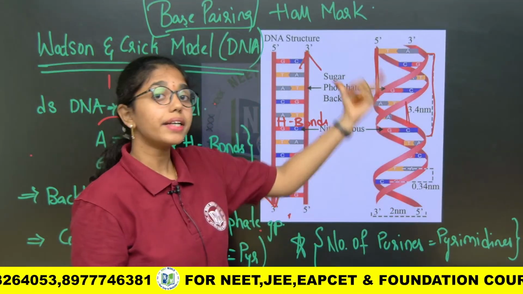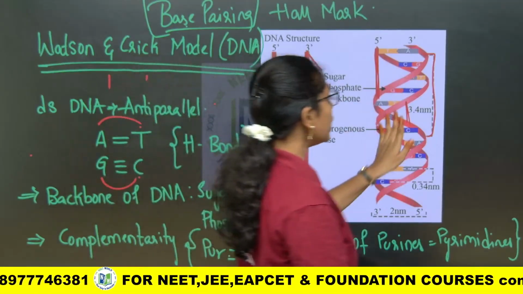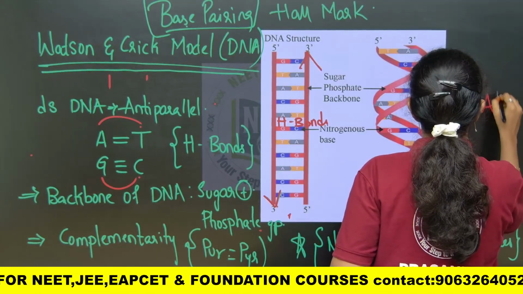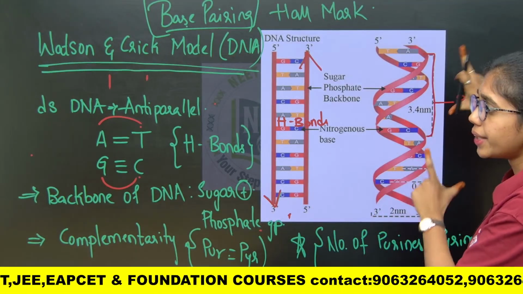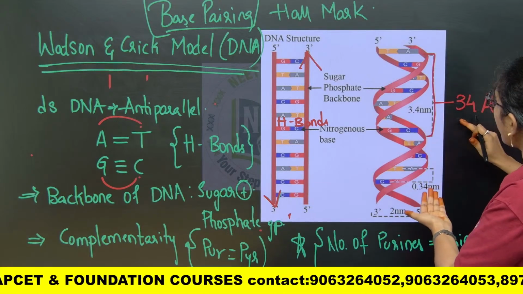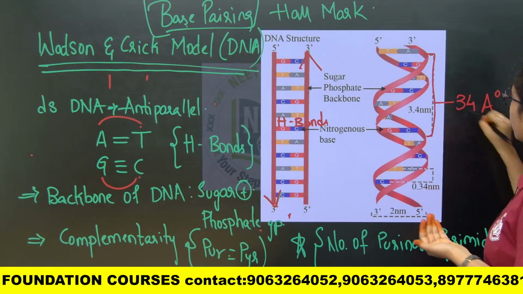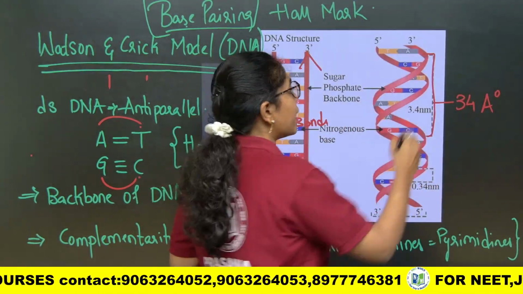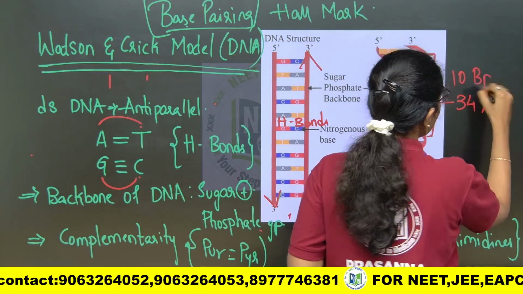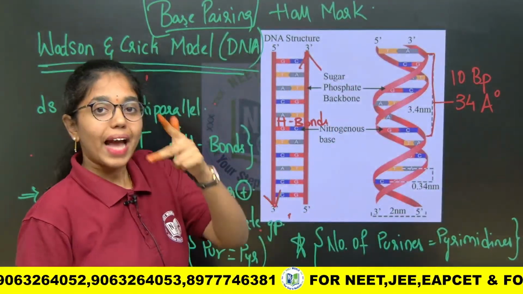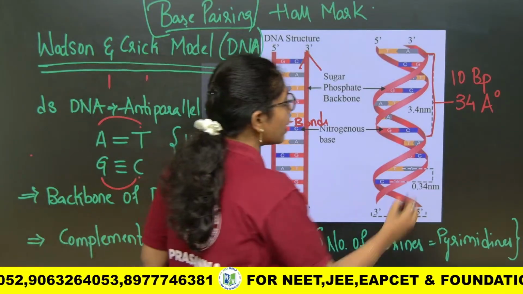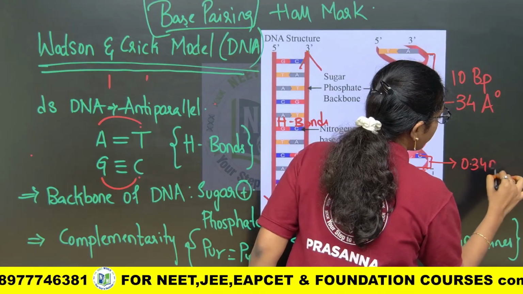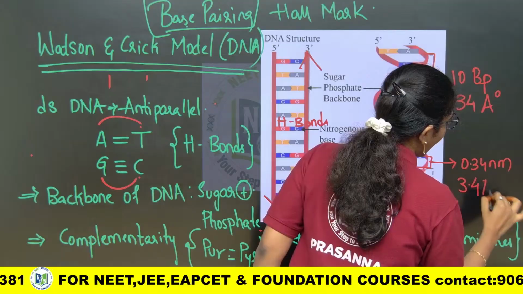This one complete turn length of DNA will be 3.4 nanometers or 34 angstroms. One complete turn length is what? 3.4 nanometers or 34 angstroms. And in B form DNA, you will have 10 base pairs in total. How many base pairs? 10 base pairs. And the distance between 2 base pairs will be what? 0.34 nanometers or 3.4 angstroms.